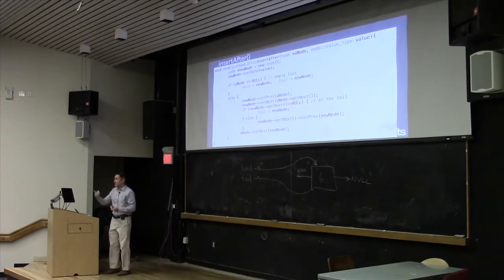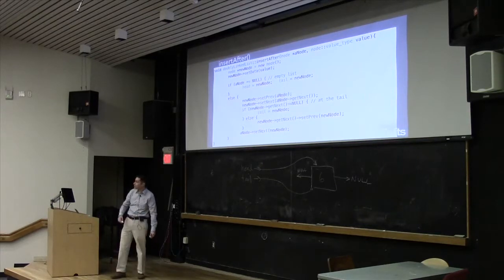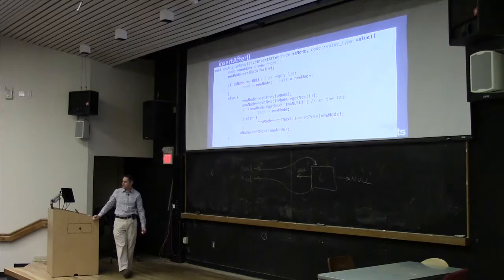Student: Why are head and tail both pointing there? Good question. If you have one node in your list, is it the head of the list? Yeah. Is it the tail of the list? Sure, it's the only one, right? It's the head and the tail in this case. It's one node. So that's why they're both pointing there. Yeah, good. Anything else?